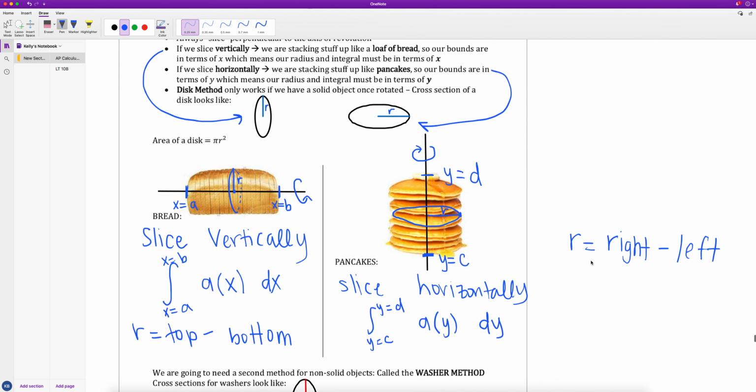I think that this can be a very helpful acronym to think of. If we're slicing vertically, we're stacking them up like a loaf of bread. If we're slicing horizontally, we're stacking them up like a stack of pancakes.